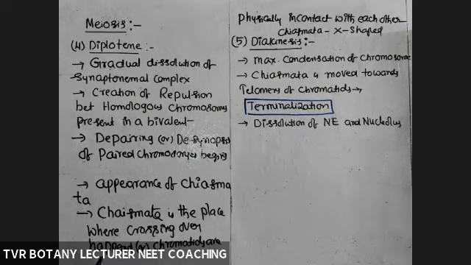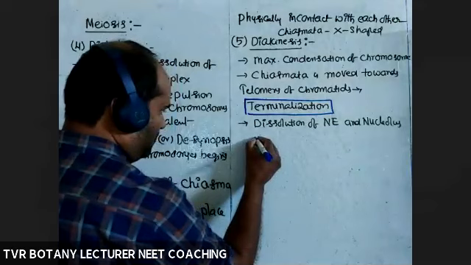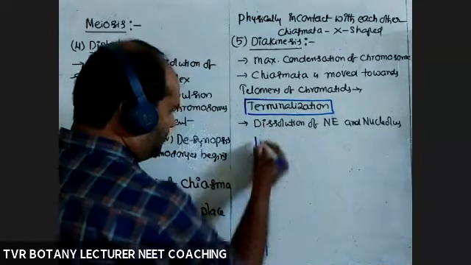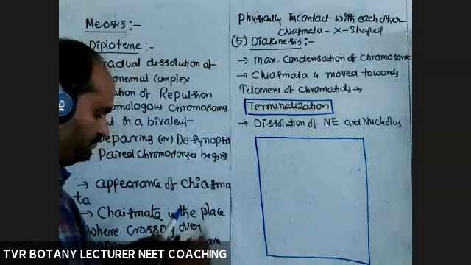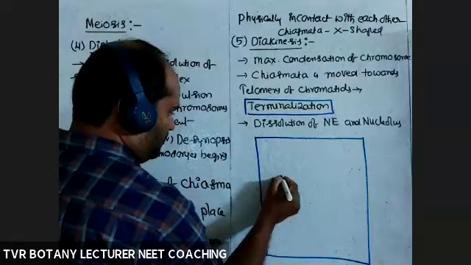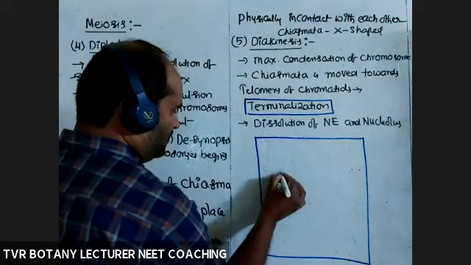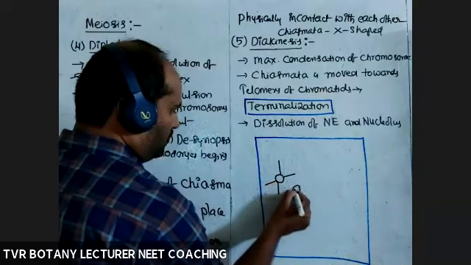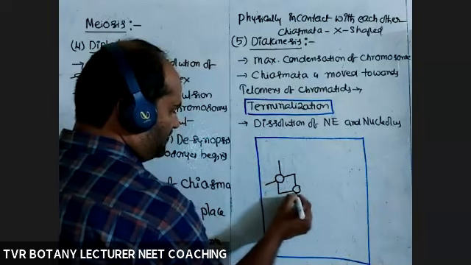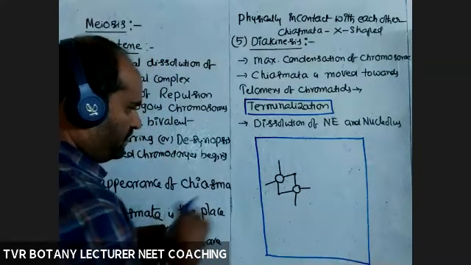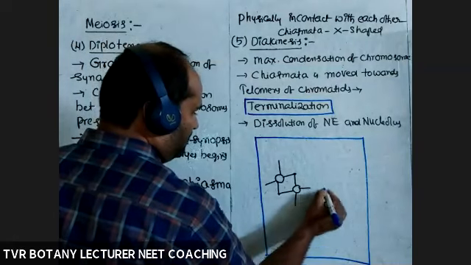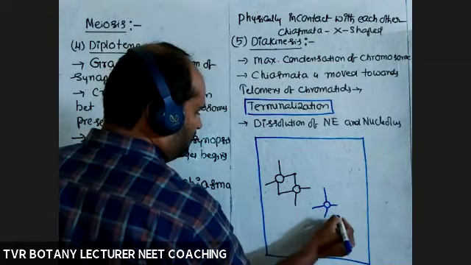Third event, dissolution or disappearance of nuclear envelope and nucleolus. Now, bivalents are freely distributed within the cytoplasm. So for that one, the diagram is meiocyte. And the first one, bivalent one: centromere, centromere, chromatid, chromatid. So chromatids are joined at the telomeres. Here they are joined. And the next one, simple I am giving. Second bivalent.